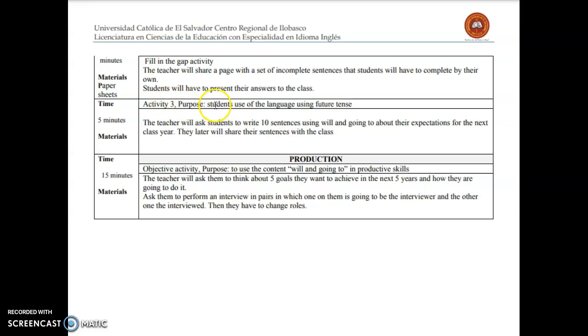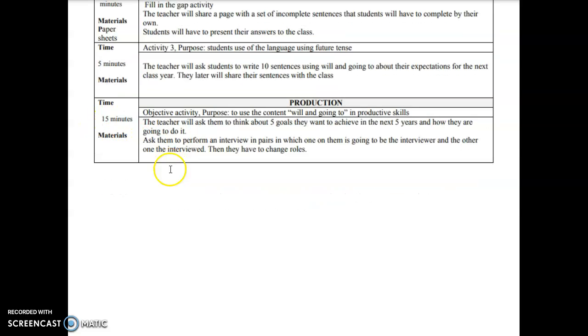Then we have activity number 3. The purpose is the student's use of the language using future tense. So for this step, they already know how to use the grammar topic. So the teacher will ask students to write 10 sentences using will and going to about their expectations for the next class year. They later will share their sentences with the class. And for this activity, we're going to spend 5 minutes, and we will not need material.